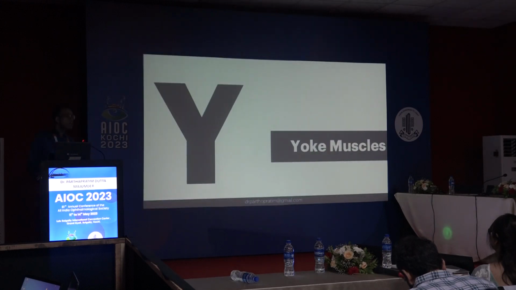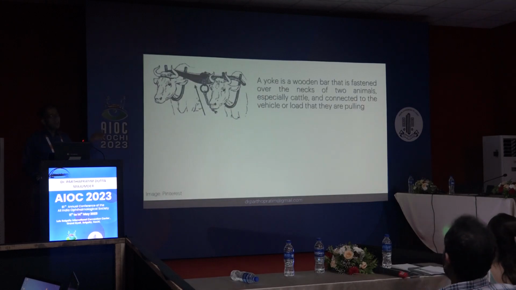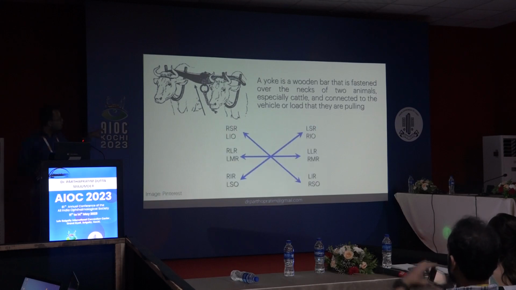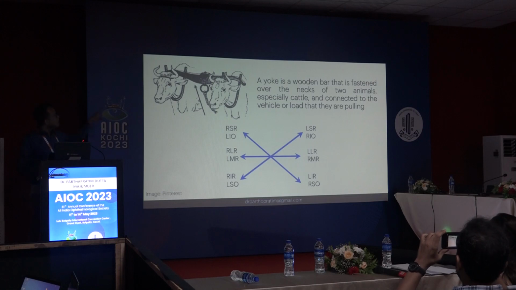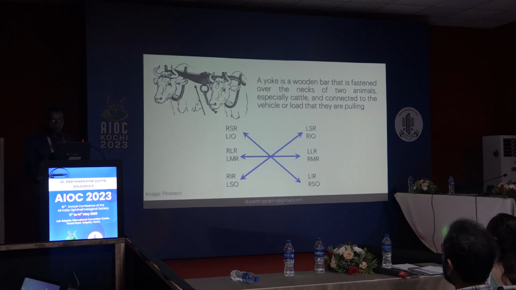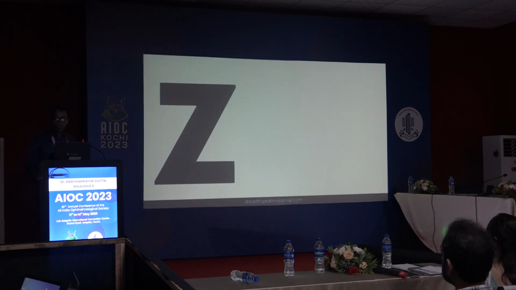So now coming to the yoke muscles, why do we call these extraocular muscles separate and subdivide them into a special group? The name comes from the yoke. I think you have seen in the agriculture field that a yoke is a wooden bar that is fastened over the necks of two animals, especially cattle, so that they move together. So similarly, our ocular muscles also move together. Like if you see these sets, these are called yoke muscles. Just like the cattle, they also move together and help in our function.